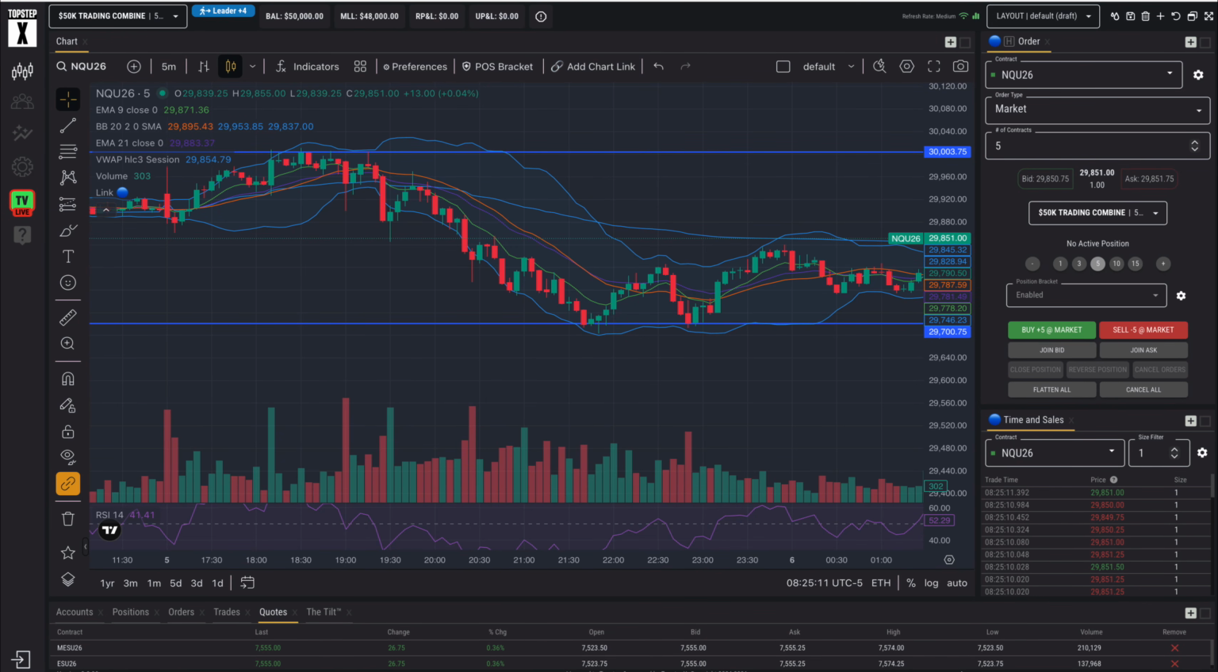Hello everyone. Before I take any trades on the NQ, there are two levels I always want marked: the pre-market high and the pre-market low. These levels can show you where buyers and sellers are trapped before the market even opens.